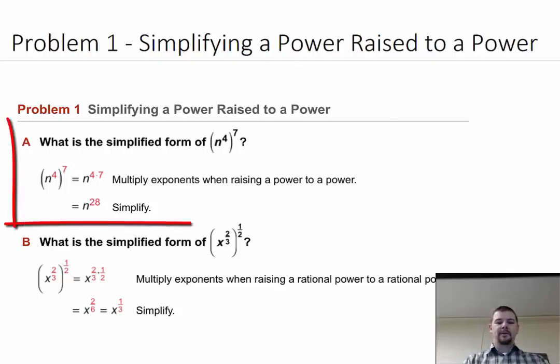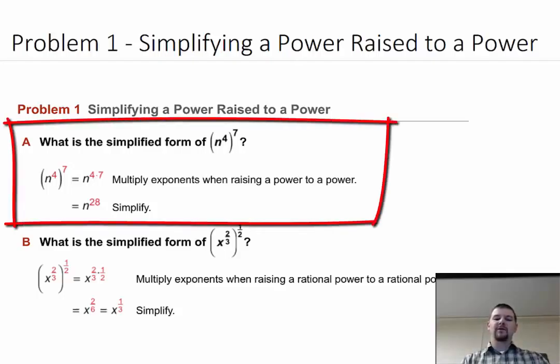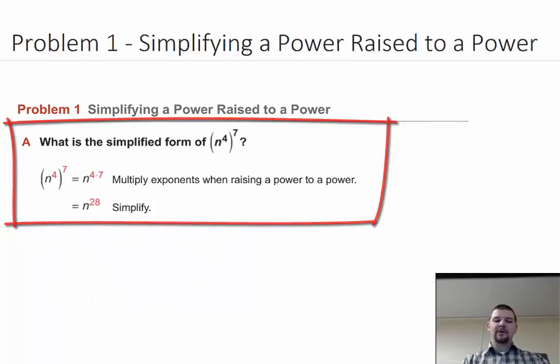All right, in problem 1, we have a part A and a part B, and we're simplifying a power raised to a power. A says, what is the simplified form of n to the 4th power raised to the 7th power? And it's shown below. We multiply the exponents. 4 times 7 is 28, and so we arrive at n to the 28th power.